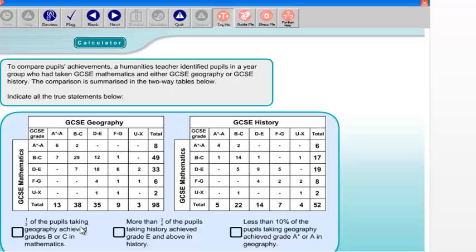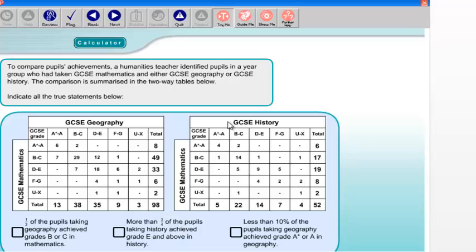Now the second part of the question, which is interested in grade B or C in maths. So here's the label for GCSE maths. There's the grade B or C, and that is a total of 49 pupils. So 49 out of a total of 98 is a half, so that is a true statement. Let's look at statement number 2. More than 3/4 of the pupils taking history achieved a grade E or above in history.